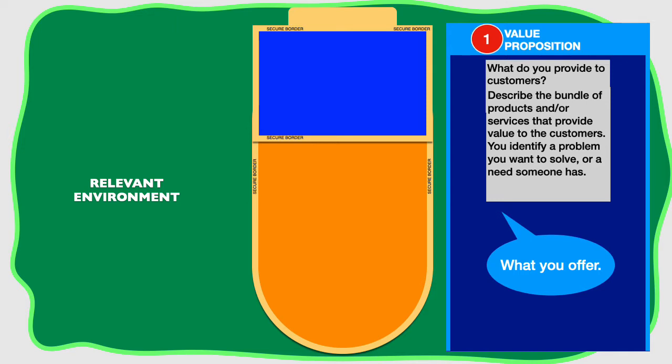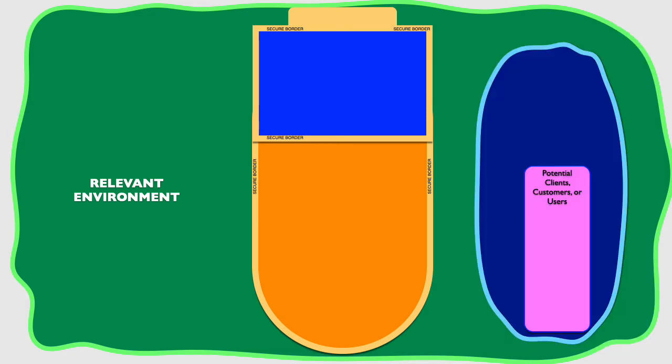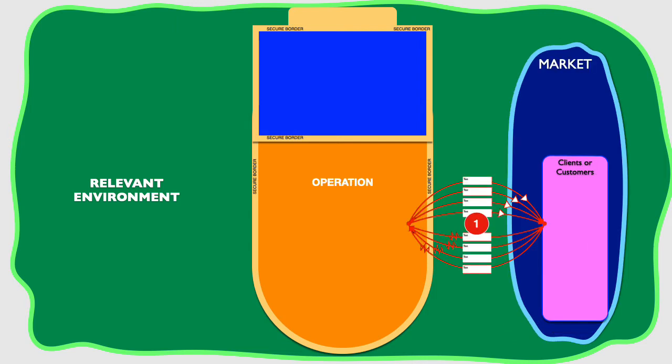So let's show this as a green blob. Here is the relevant environment, plus the market side of it, with your potential clients, customers or users. Now let's add your value proposition. A catalog of products, with their targeted prices.